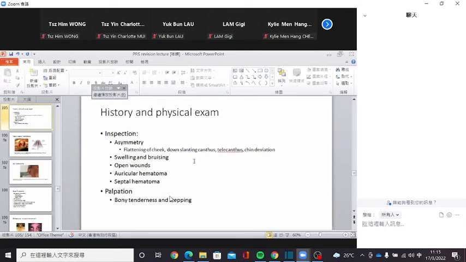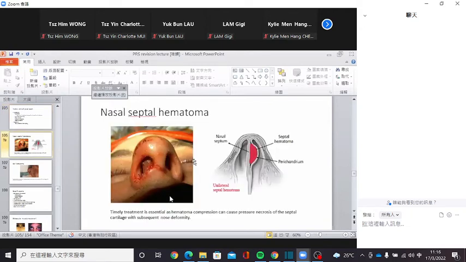So history and physical examination, if your patient is stable enough to obtain them. So inspection: look for any asymmetry of the two sides of the face, like flattening of the cheek, down-slanting canthus, telecanthus, that means the two canthi are very far apart from each other. Chin deviation, any swelling or bruising to suggest an underlying fracture, open wounds, any ear hematoma and septal hematoma, and palpate for any bony tenderness and stepping.